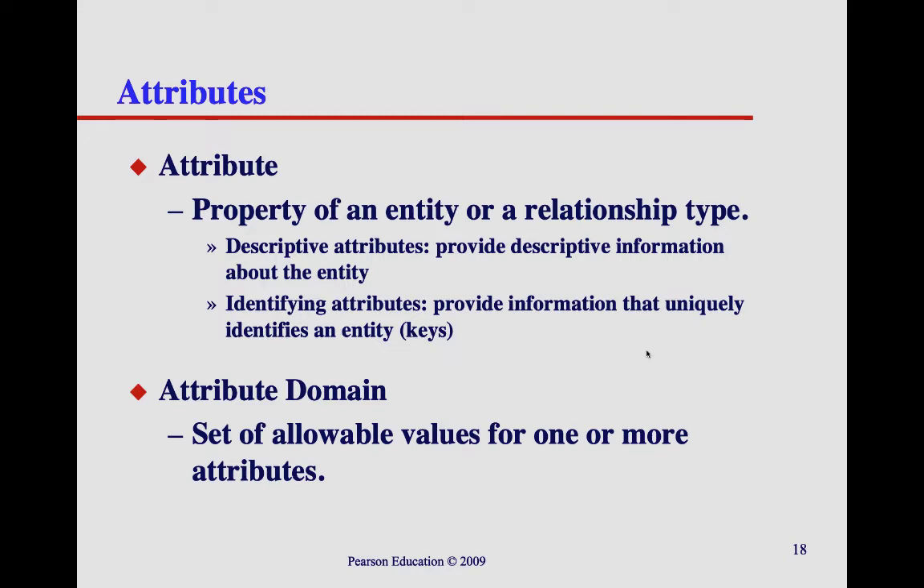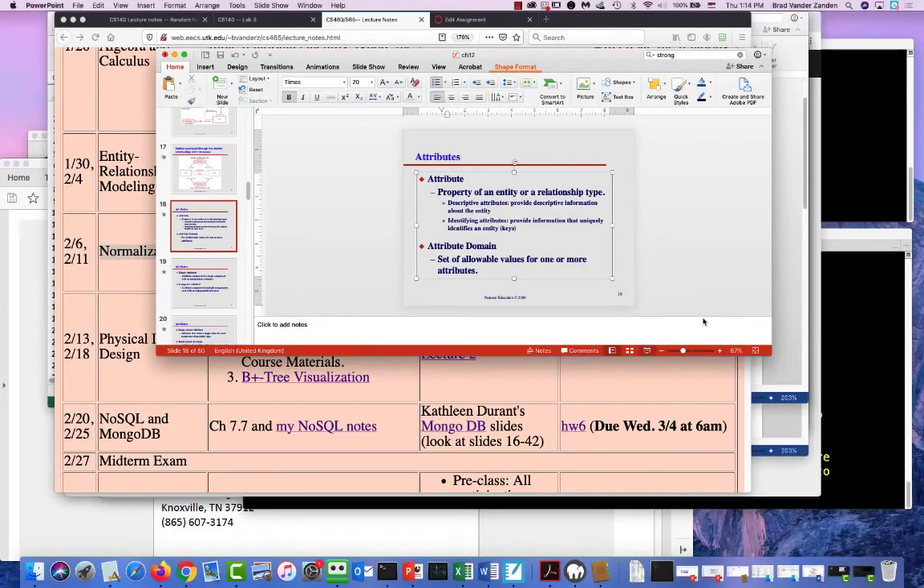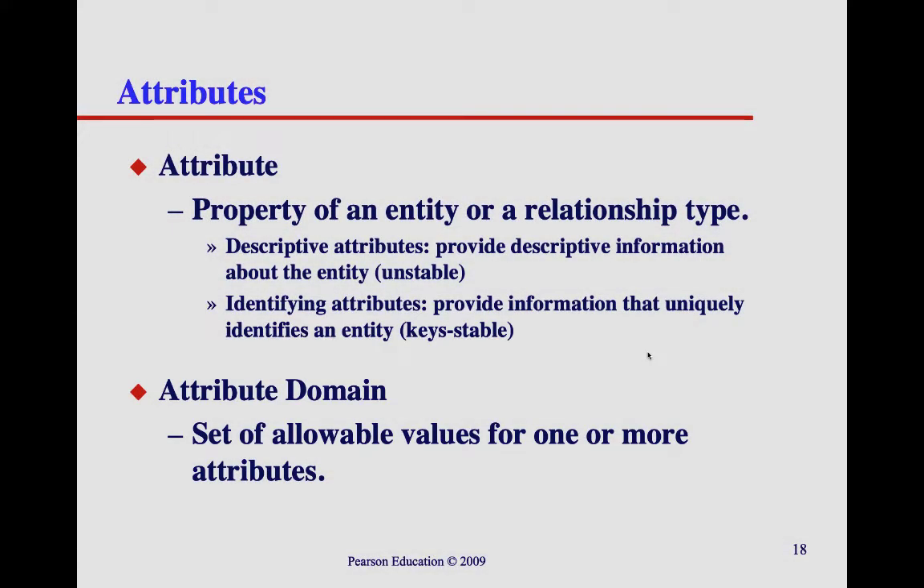Descriptive information frequently changes. Your salary may change. Your job code may change. Your identifying information should not. It should be stable. So the book talks about stable and unstable. You would say that in general, descriptive attributes are unstable. They change with time, whereas identifying attributes are stable. They tend not to change with time. Okay? So the book made that distinction between unstable and stable.